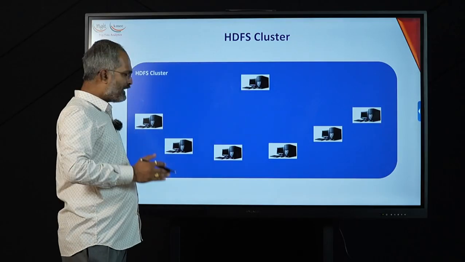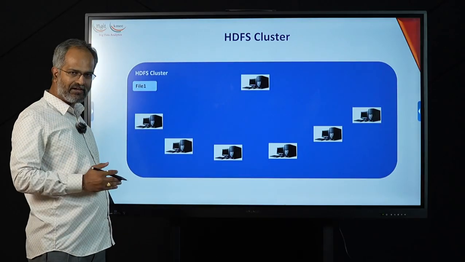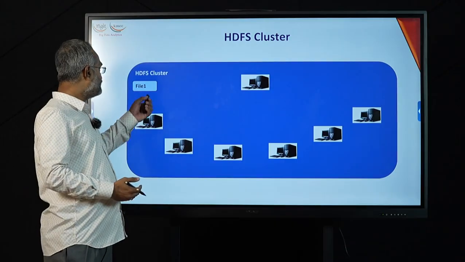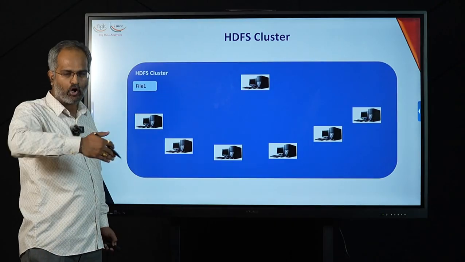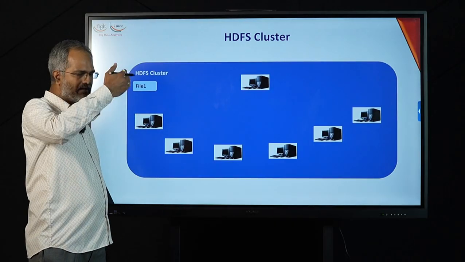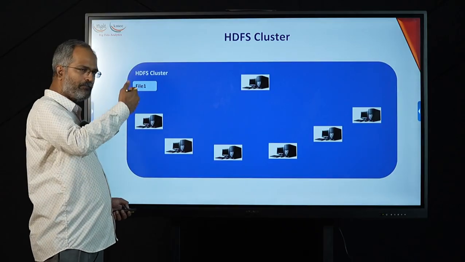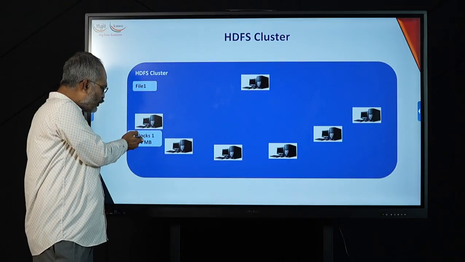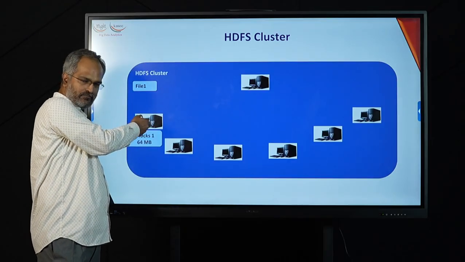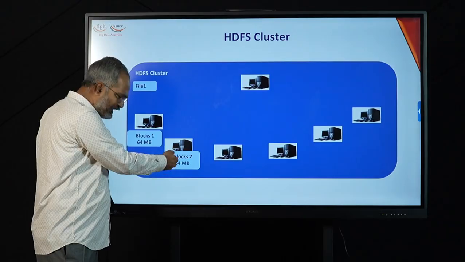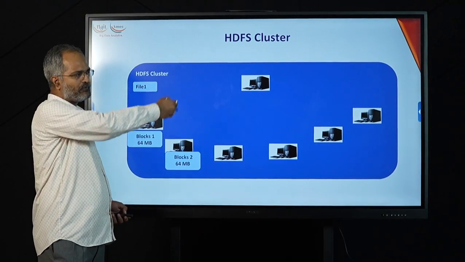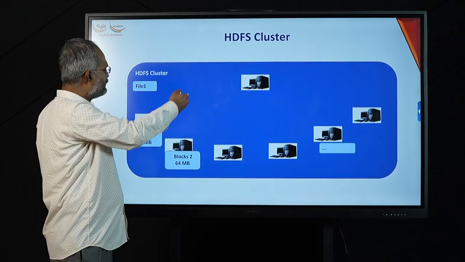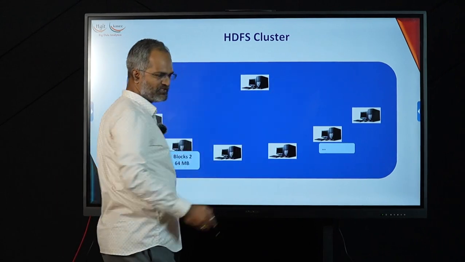Now, as we discussed, if we have a file to store, then this file will be divided into blocks. In the blocks, block 1, block 2, block 3, block 1 can be stored in the first machine, block 2 can be stored in the next machine, block 3 can be stored in another machine, and some other blocks will be stored in different machines.